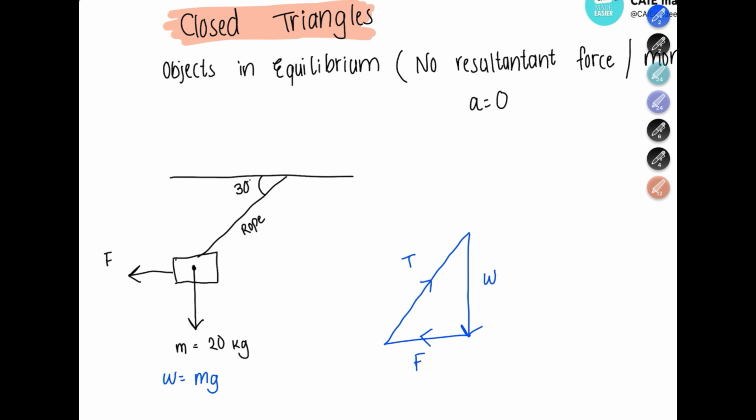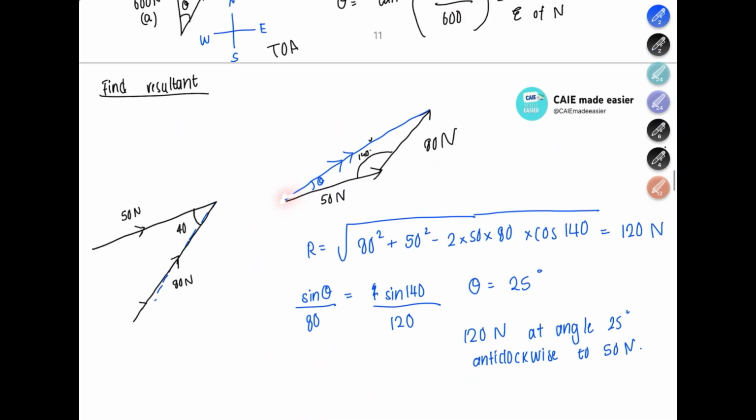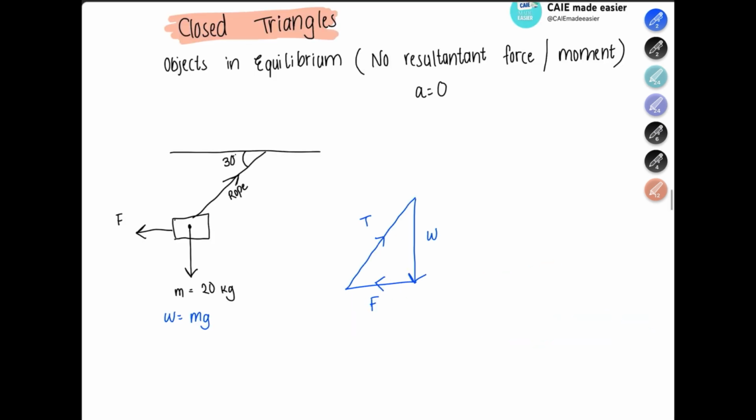Now if you notice one thing, this is a closed triangle. You can follow this arrow completely, right? There is no resultant force. In a resultant force, we don't have a closed triangle. This way, and then this way. Now you can also draw this something like this, where you can draw your tension like this. Tension is acting upwards, weight is acting here, and force is acting this way. This is also a correct representation of these forces.